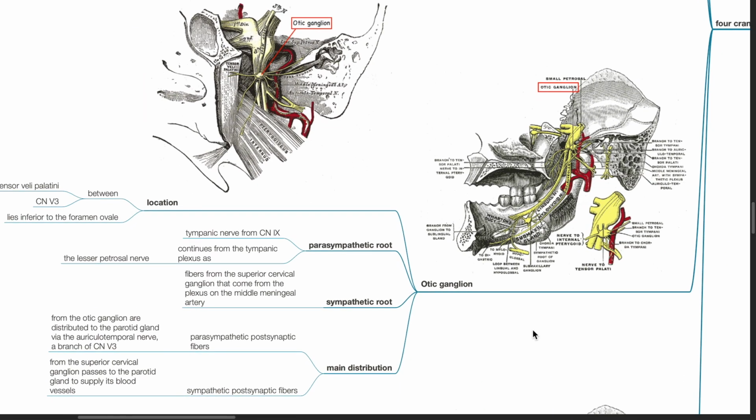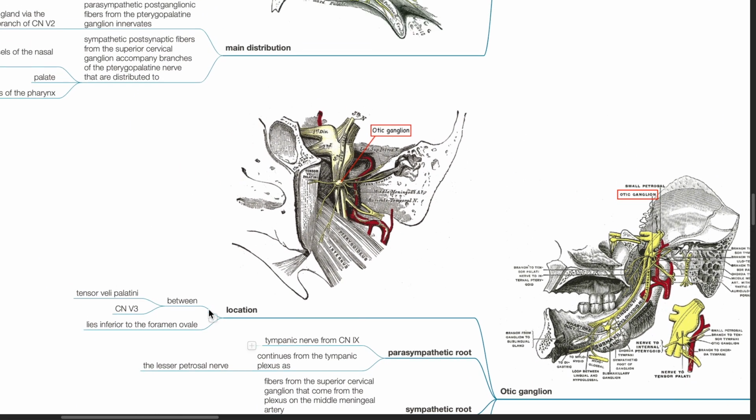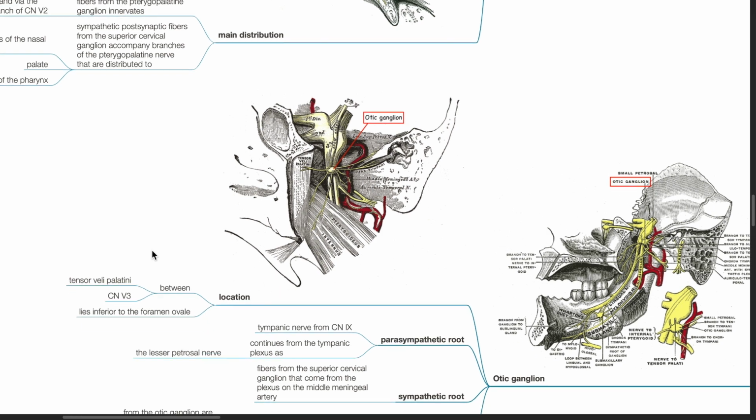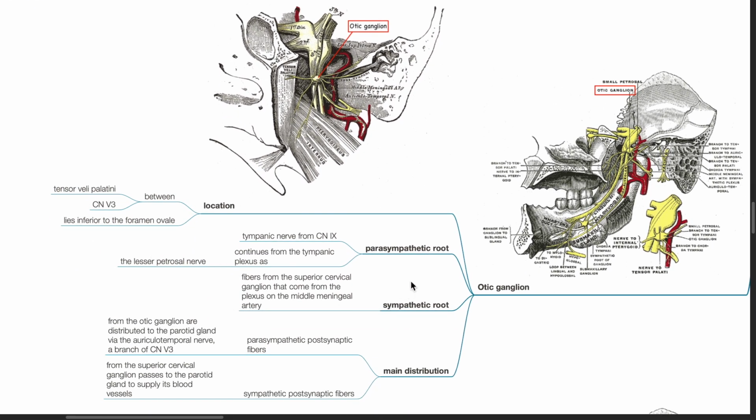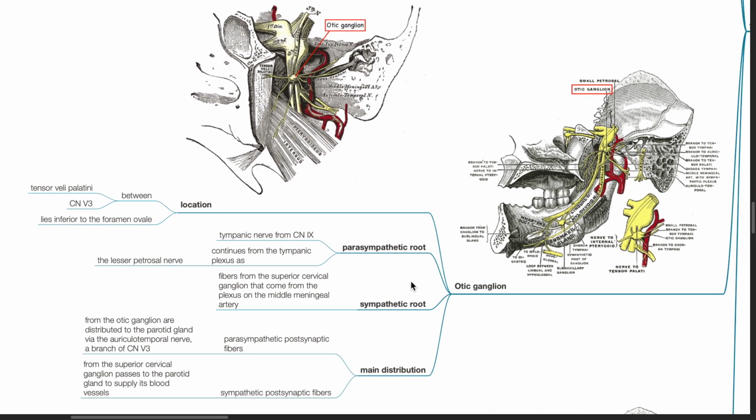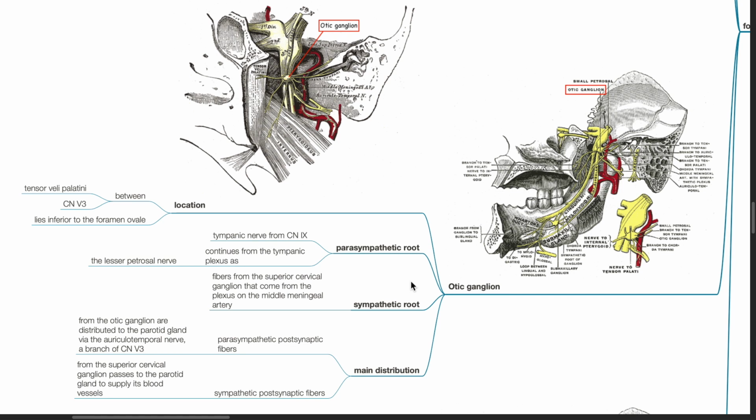Next is the otic ganglion, which is located between the tensor veli palatini and cranial nerve V3 and lies inferior to the foramen ovale. The parasympathetic root of the otic ganglion is the tympanic nerve from cranial nerve 9. This root continues from the tympanic plexus as the lesser petrosal nerve. The sympathetic root of the otic ganglion are fibers from the superior cervical ganglion that come from the plexus on the middle meningeal artery.